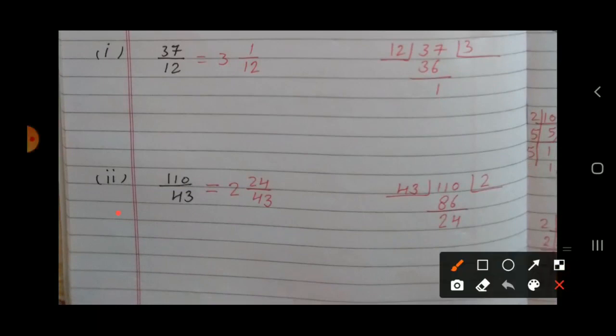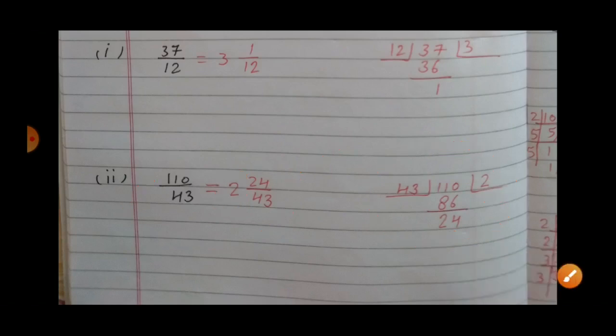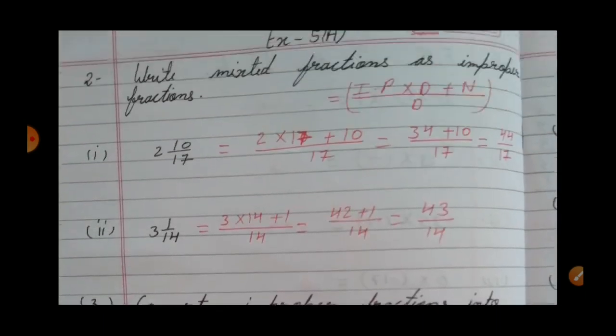Second, 110 upon 43. On division what are we getting? 2 as a quotient, 24 remainder. 2 we have to take as a whole and 24, which is your remainder, you have to take as a numerator, and 43 divisor you have to take as a denominator. Yes, 2 whole 24 upon 43. This is your mixed fraction of this given improper fraction. Third and fourth, try yourself.